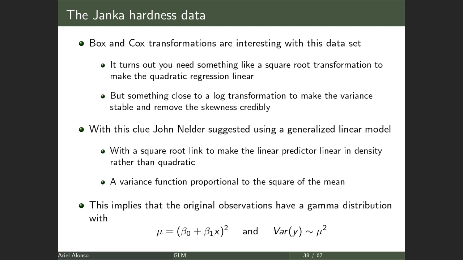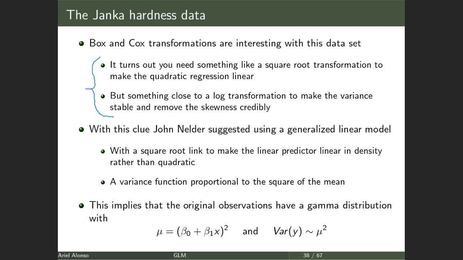The author of this paper, when I got this example, consulted John Nelder. John Nelder is one of the greatest statisticians of the 20th century. He was actually the one that proposed generalized linear models. So John Nelder is the father of the generalized linear model. The author of the paper was facing this kind of dilemma that we are seeing here. He said, well, if I apply Box-Cox to a linear model, Box-Cox says you need a square root transformation, and you solve the curvilinear problem.